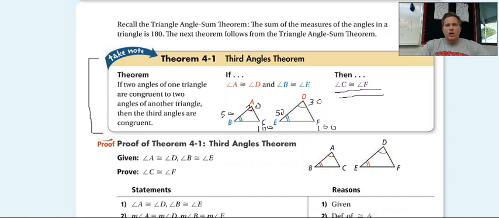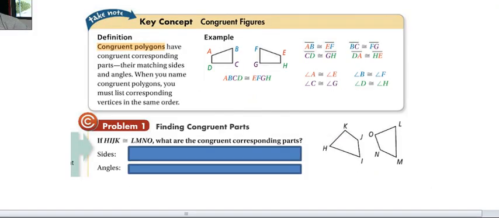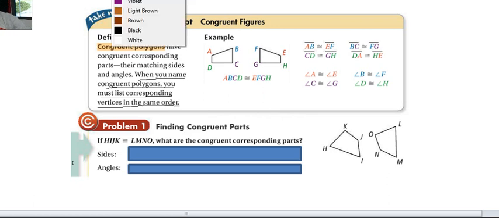Okay, let's go to some problems now. Let's do problem number 1 right here. Before we go, I didn't really emphasize it here, but when you name congruent polygons, you must list corresponding vertices in the same order. So we have A, B, C, D. The corresponding spots have to be in the same order, so they'd be E, F, G, H. Okay. So I'm going to use some colors on this first one to show which angles.